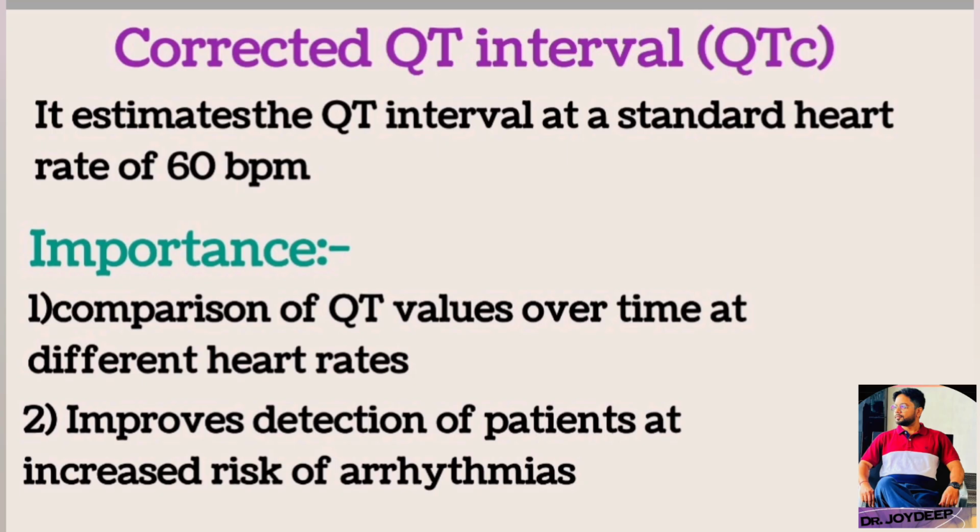to the intersect point between the isoelectric line and the tangent drawn from the maximum slope of the second notch. Corrected QT interval. The corrected QT interval estimates the QT interval at a standard heart rate of 60 beats per minute. This allows comparison of the QT values over time at different heart rates and improves detection of patients at increased risk of arrhythmia.